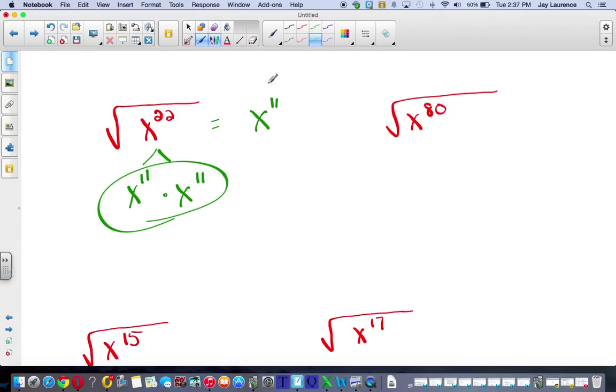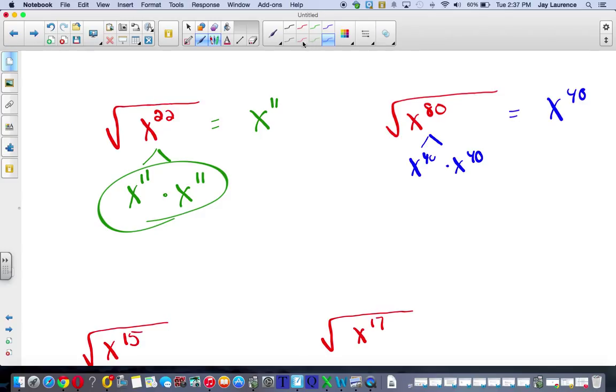Now, this answer is not totally correct yet. We're going to talk about that in 1 minute. Let me try this one. X to the 80th. Well, it's even. So I'm going to get x to the 40th times x to the 40th. And so the rad of x to the 80th is going to be x to the 40th.